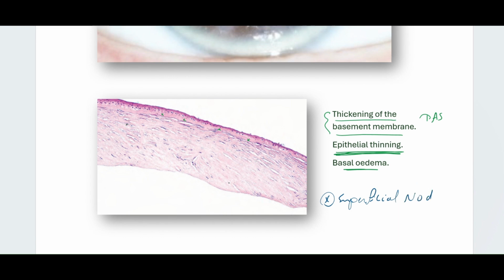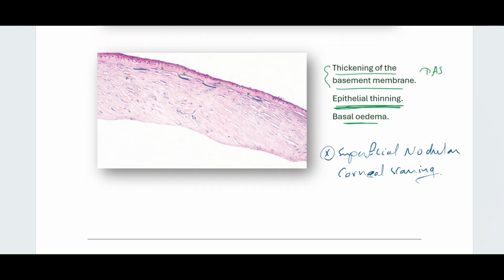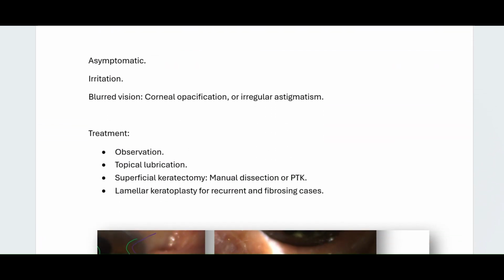but there is an entity called superficial nodular corneal scarring, in which Salzmann nodular degeneration might be associated with superficial scarring in the stroma, and this usually needs more than simple scraping or debridement. It's usually asymptomatic, might present with irritation or blurred vision. Blurred vision might happen with corneal opacification, central location of the Salzmann nodule, or irregular astigmatism.